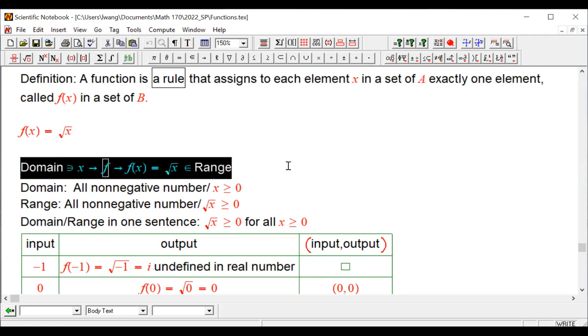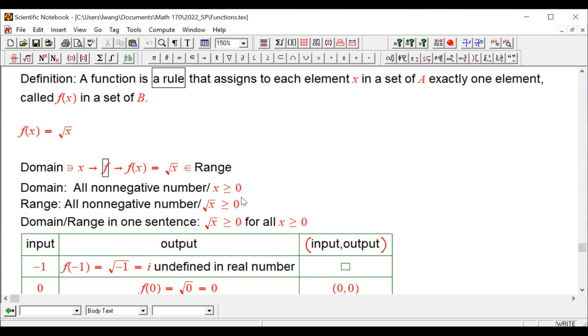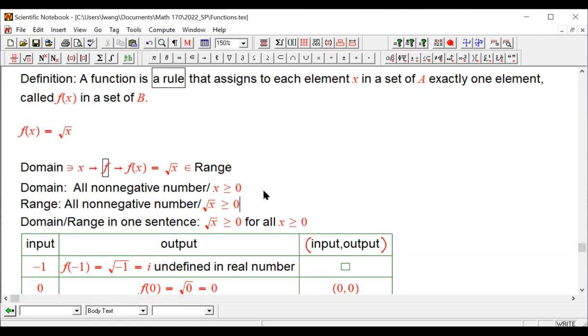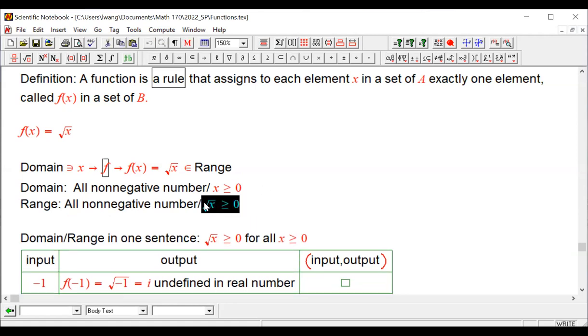So the domain and range is then determined. The domain can only be positive numbers or 0. You cannot say it's positive numbers, because if you say positive numbers, you have excluded 0, and we have to include 0. So you can say the domain is all non-negative real numbers, x greater than or equal to 0. The range, as a result of taking the square root of all the non-negative numbers, is of course also going to be non-negative numbers. So that's the domain and range.